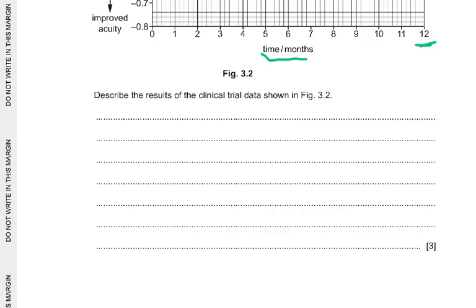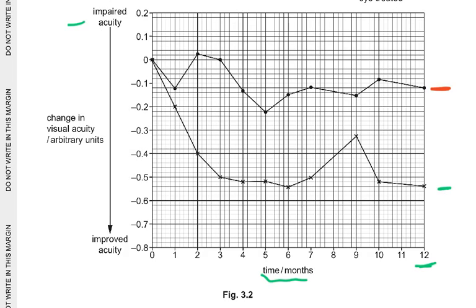Then we come to the question, it says describe. Describe, please remember, is no biology. Describe the results of the clinical trial data shown in figure 3.2. Let's look at the data now. When you're looking at the data, please remember there are two or three things you need to remember. Number one, do you see a pattern? Do you see in the pattern there is something abnormal? Then you write about that.